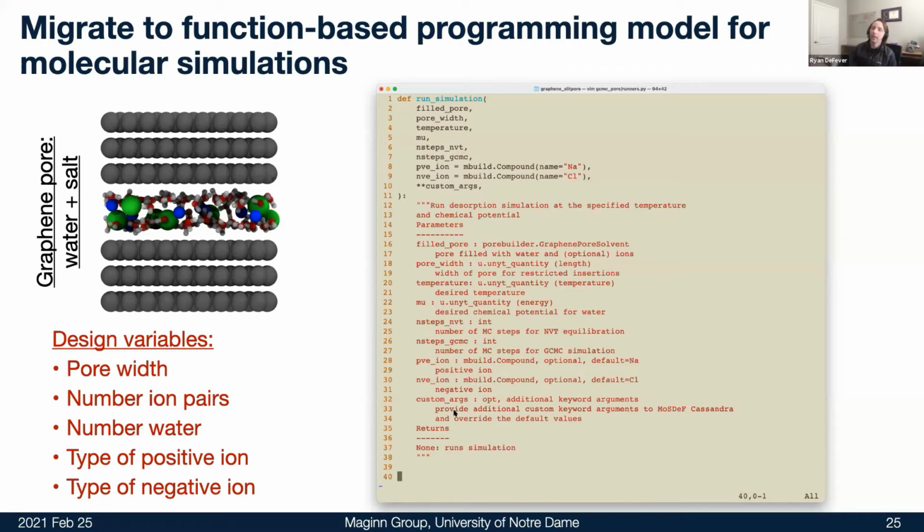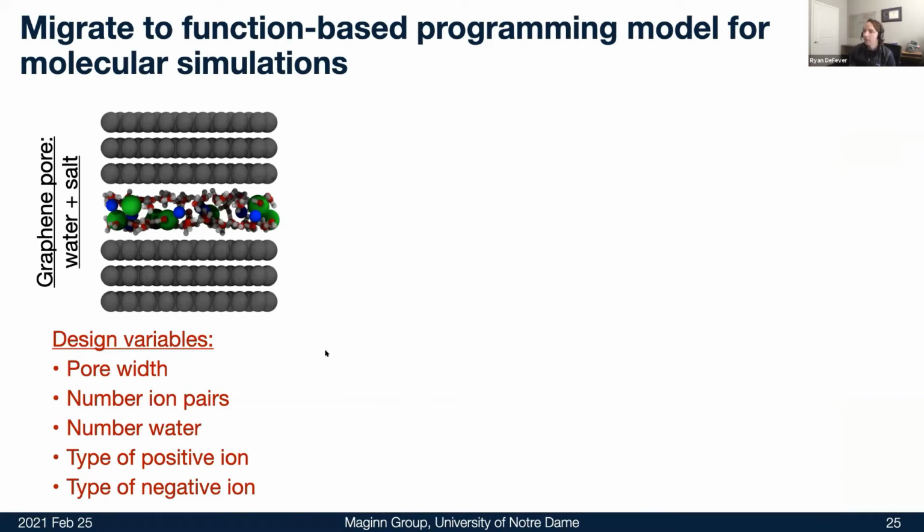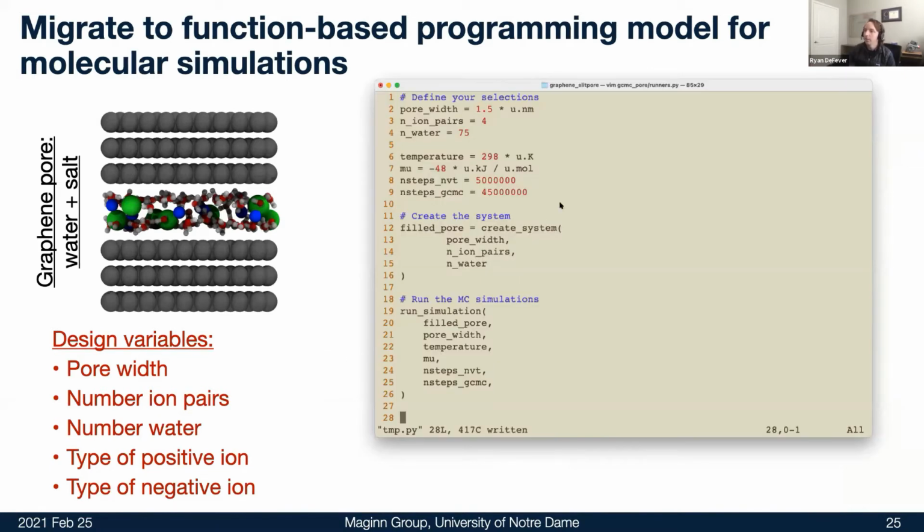And so that means every time you call this function, you know you're going to get consistent behavior. You don't have to worry that you copied an input file and made a typo when you copied it incorrectly. So when you go to actually run your simulation, all you have to do is define your selections, create the system by calling the create system function, and then run the simulations by calling the run simulation function. I think this is a really powerful way to think about performing molecular simulations, particularly when you think about moving towards high throughput screening or these sorts of automated frameworks.